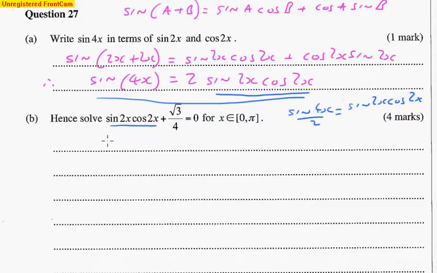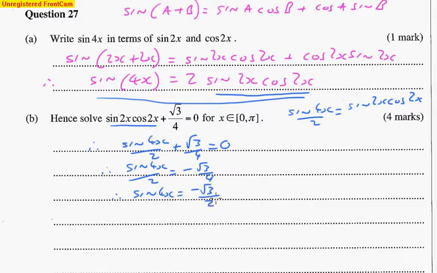So now, therefore, we have the sine 4x over 2. I'll do it all in one, carefully: plus root 3 over 4 equals 0. Okay, now subtract root 3 on 4 from both sides, and multiply both sides by 2. You see the 4 divides into the 2, 2 divides into 4. Right. Now we just have to solve this.